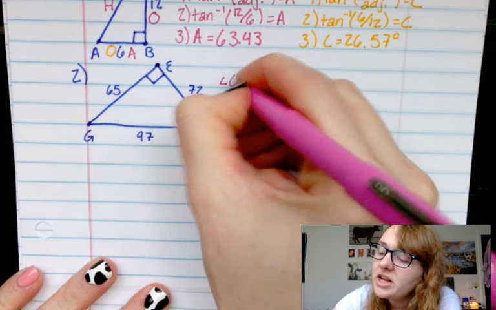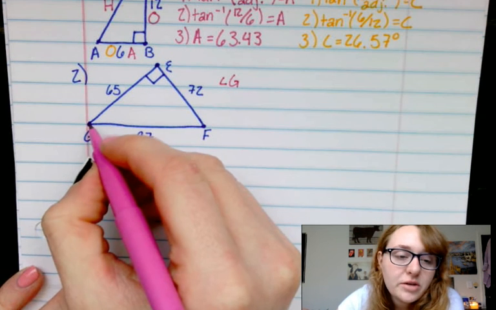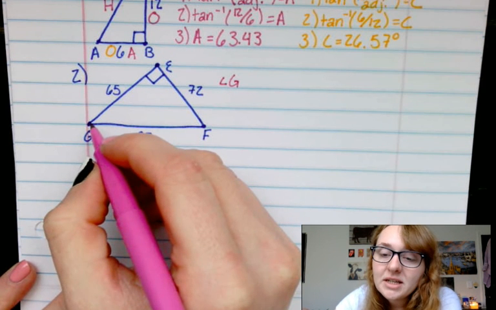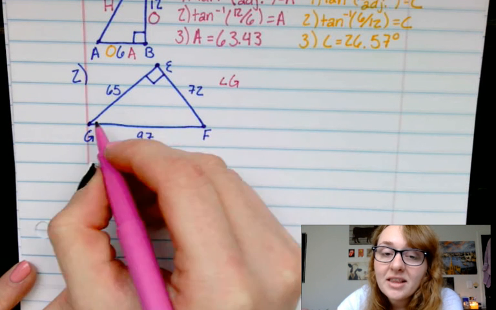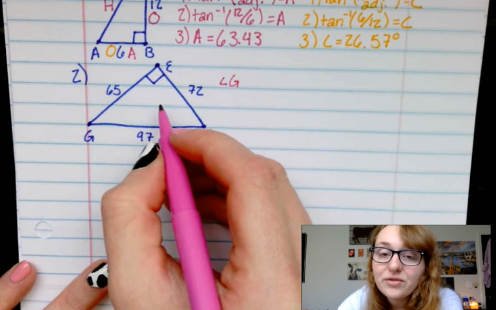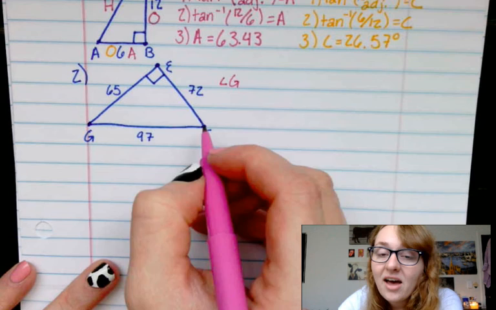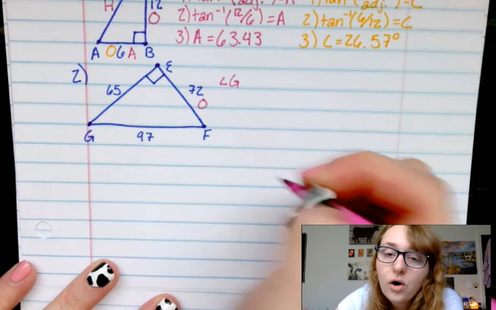So for angle G, again, from angle G, we want to identify our opposite, adjacent, and hypotenuse. So from G, our opposite side, our side that is not touching, our side that is furthest from G, is going to be this side EF. So I'm going to draw a little O here.